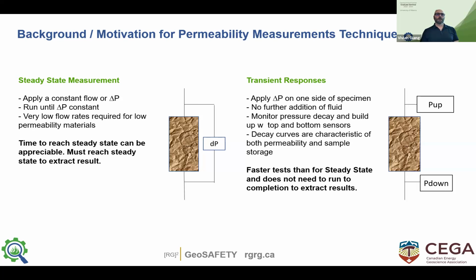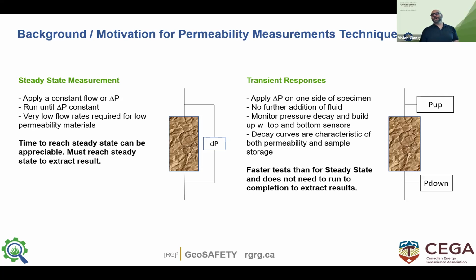Apply a constant flow rate or a constant delta P, run until delta P or your flow rate is constant, and then use that to interpret permeability. Usually you're using a delta P, so you put a delta P transducer across that, or you can use an upstream and downstream pressure transducer and take the difference. In low permeability, the time to reach steady state can be appreciable, and you must get to steady state to get some results using that approach.